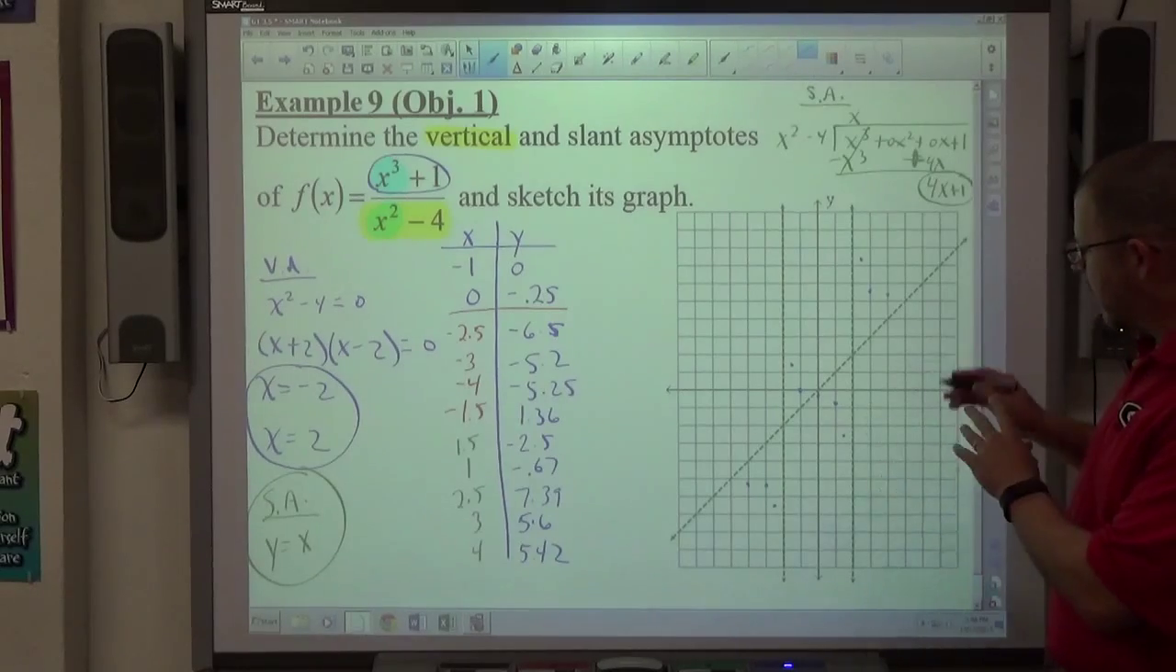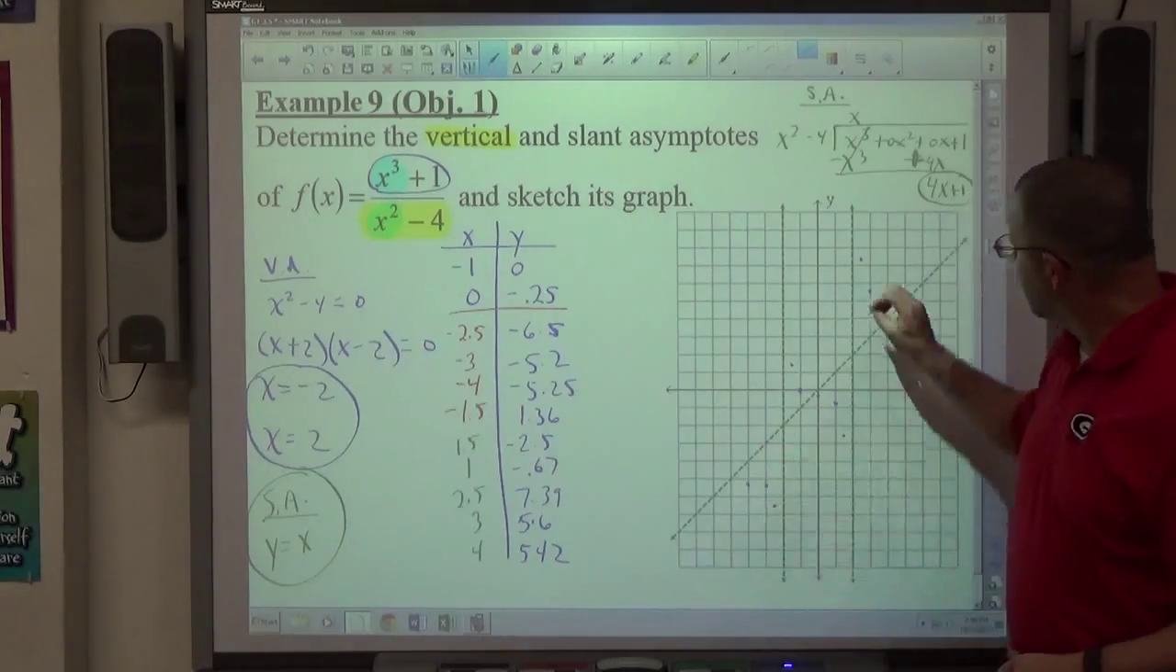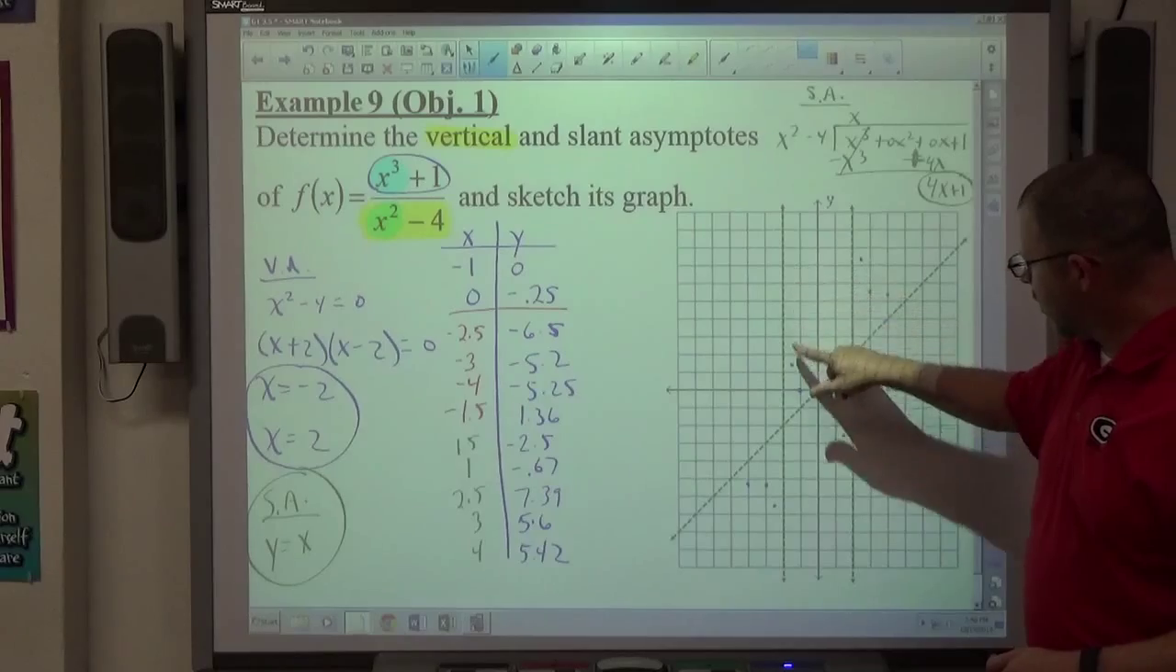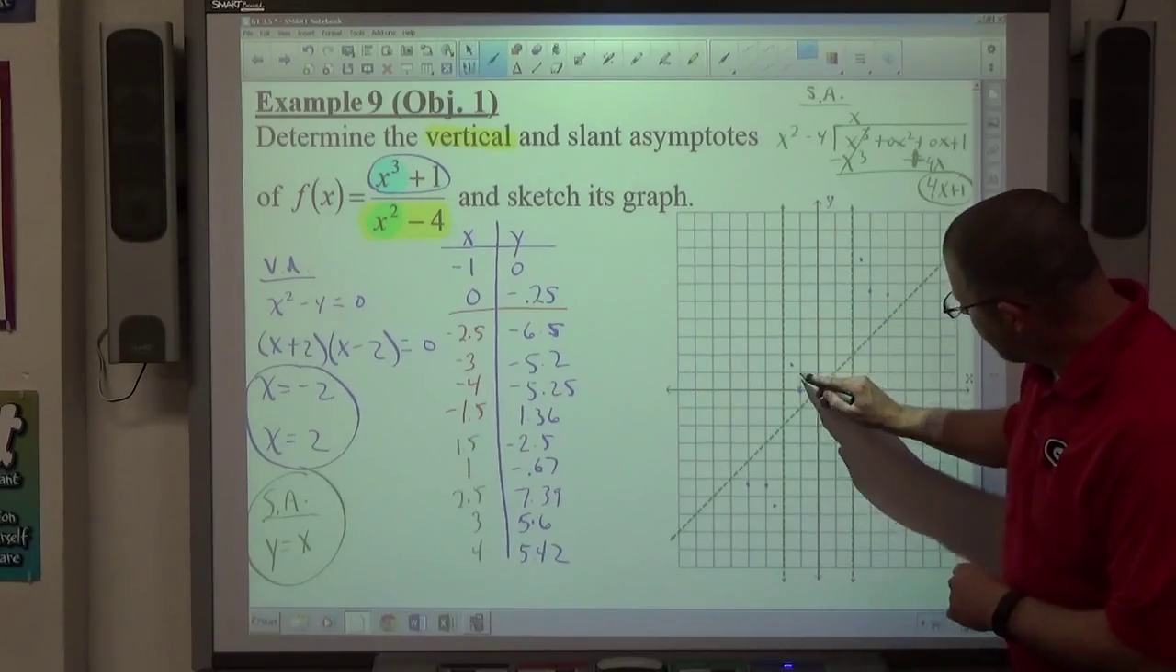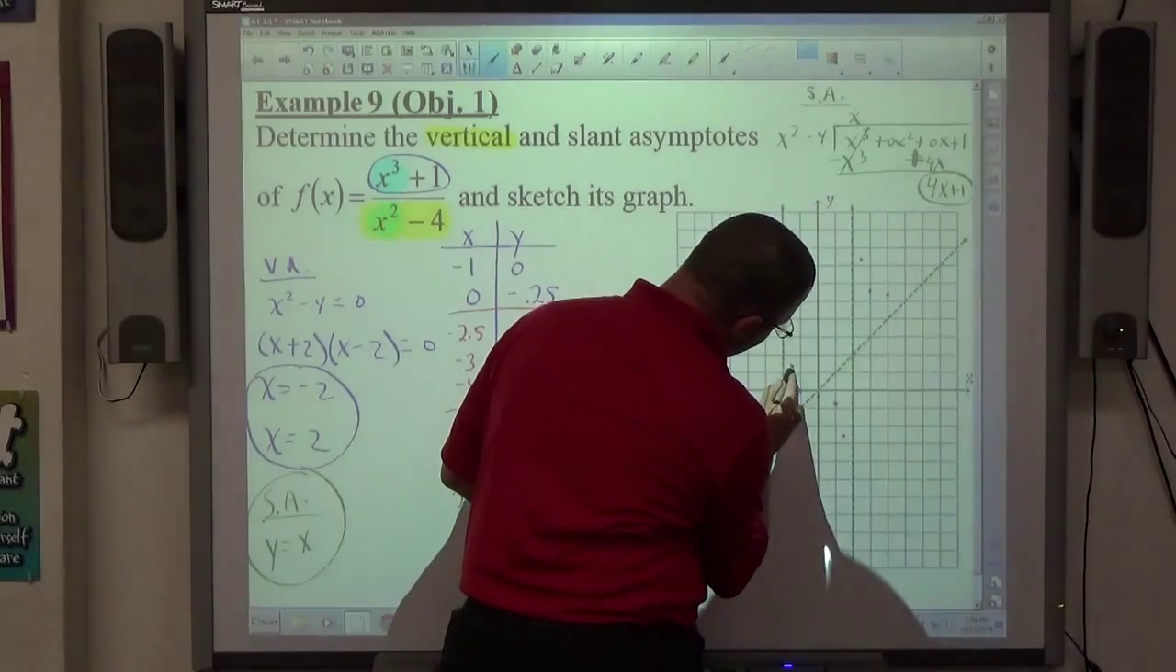So looking at the three sections, this looks like it's down here, this looks like it's up here, and this looks like it does breach. But again, I got enough information here if I just connect what I have.